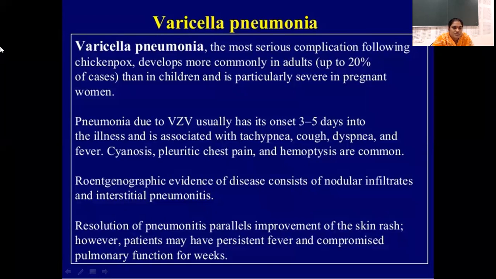Cyanosis, pleuritic chest pain, and hemoptysis are common. X-ray evidence of the disease consists of nodular infiltrates and interstitial pneumonitis. Resolution of the pneumonitis parallels improvement of the skin rash. However, the patient may have persistent fever and compromised pulmonary function for weeks.